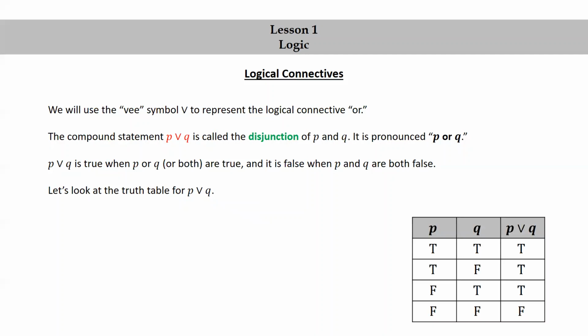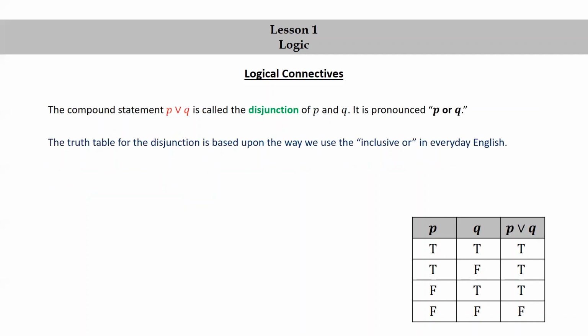We have true or true is true, true or false is true, false or true is true, and false or false is false. The truth table for the disjunction is based upon the way we use the inclusive or in everyday English.